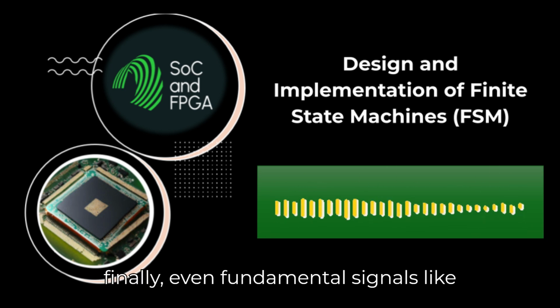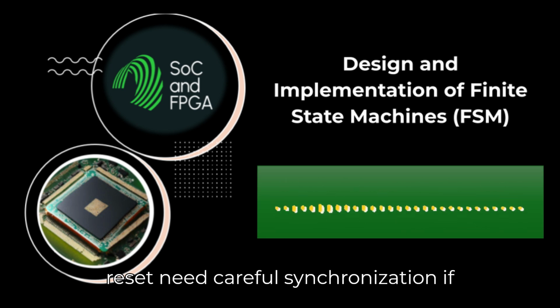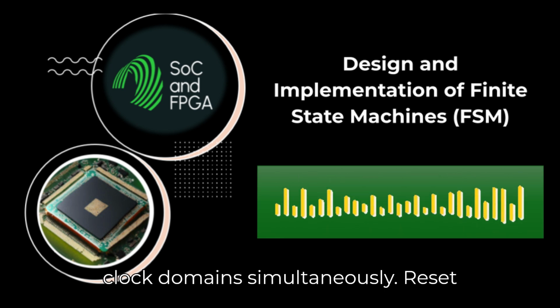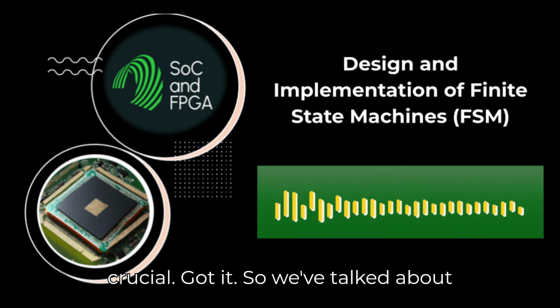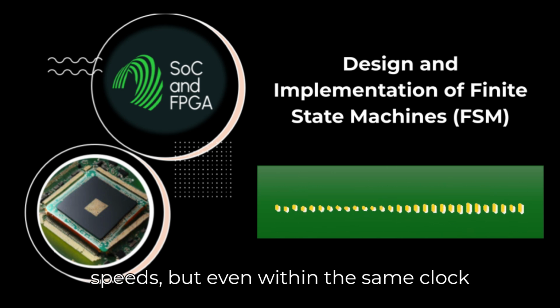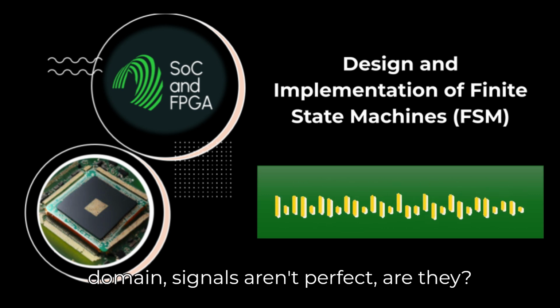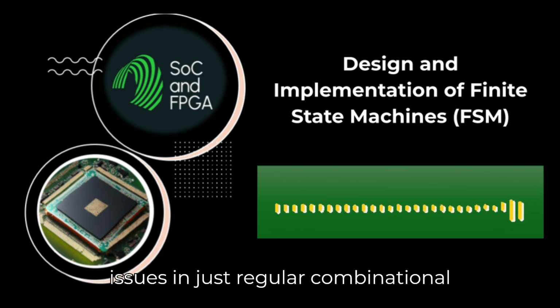Yes. And finally, even fundamental signals like reset need careful synchronization if they need to deassert across different clock domains simultaneously. Reset synchronization is often overlooked but crucial. Got it. So we've talked about FSMs for control and CDC for communication between different clock speeds. But even within the same clock domain, signals aren't perfect, are they? Let's talk about hazards and timing issues in just regular combinational logic.